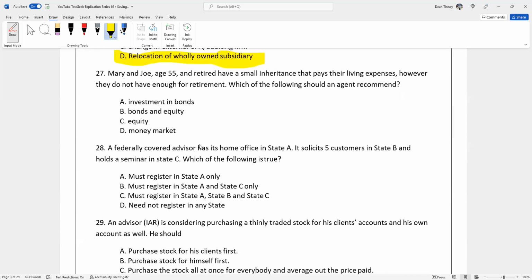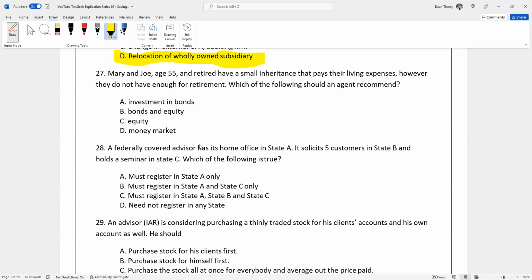Mary and Joe, age 55 and retired, have a small inheritance that pays their living expenses. However, they do not have enough for retirement. Which of the following should an agent recommend? So let's think about this. I'm going to need some income, and I'm going to need some price appreciation. I'm going to need an opportunity here for total return. Total return is both the income stream from the investment, and the price appreciation. And so investment in bonds, I don't think that's going to be a good answer, because bonds aren't going to give us price. Well, they could, but don't overthink it.